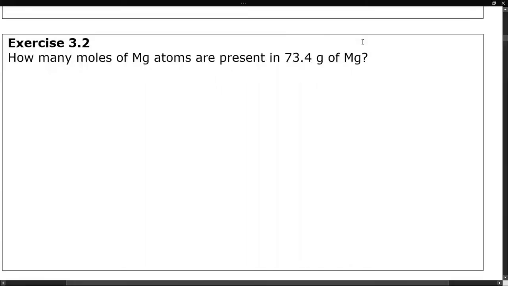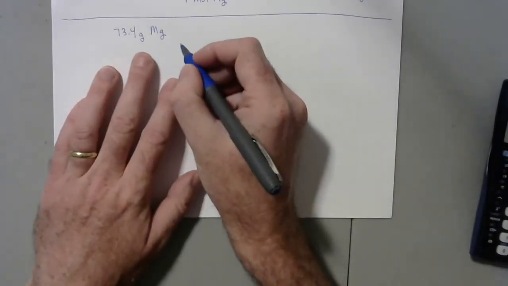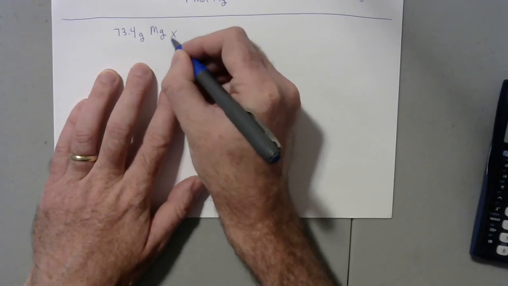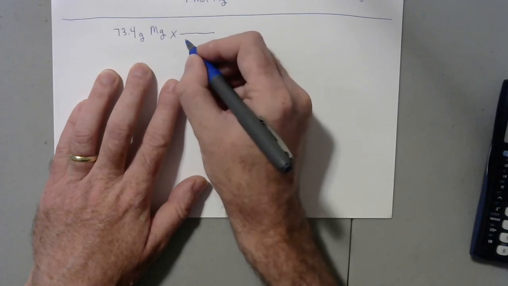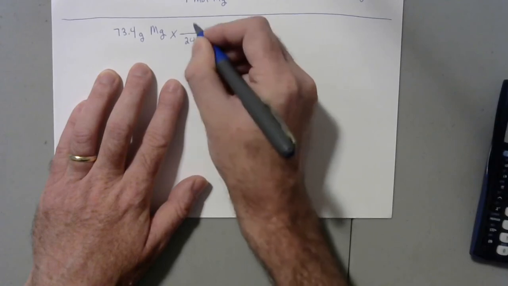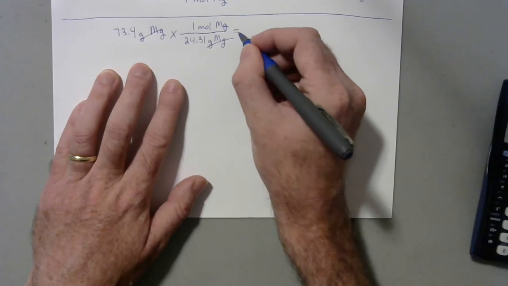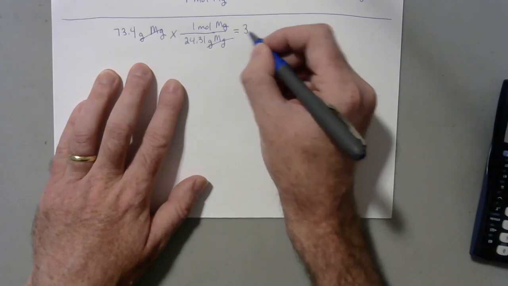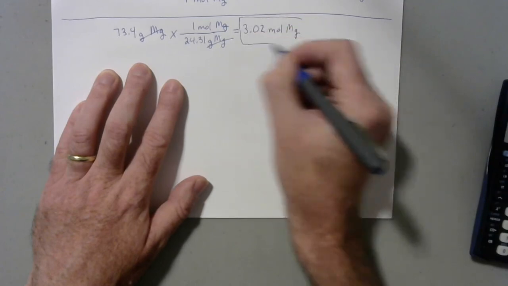In this next example, we want to know how many magnesium atoms are present in 73.4 grams of magnesium. Okay, now we want to take this 73.4 grams of magnesium and convert that to moles. So we don't have to use the whole flow chart this time. We're going to use the molar mass of the magnesium from the periodic table, and we'll round to the hundredths place for this, 24.31 grams of magnesium to 1 mole of magnesium. The grams of magnesium are going to cancel, and we're left with 3.02 moles of magnesium, and that would be our answer there.